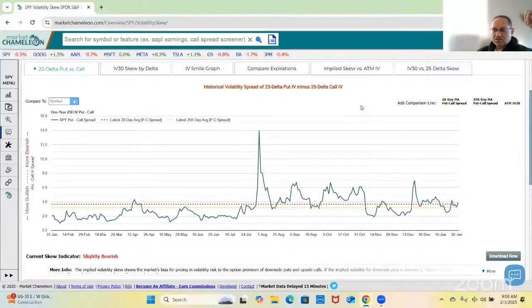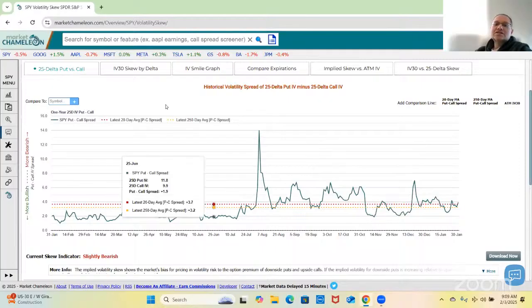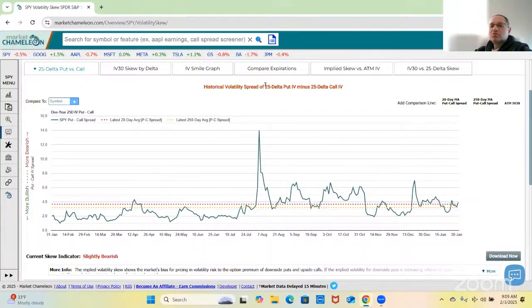Keep in mind, 25 delta is looking at an option that's already out of the money, right? And same thing in a call. So these are wings. How are the wings getting priced relative to each other? So in this chart here, this goes back 1 year, and it's shown us the difference. Okay, the difference between the 25 delta put IV minus the 25 delta call IV. So if the difference was 0, it would be 0, right? Then this would be on the 0 line.